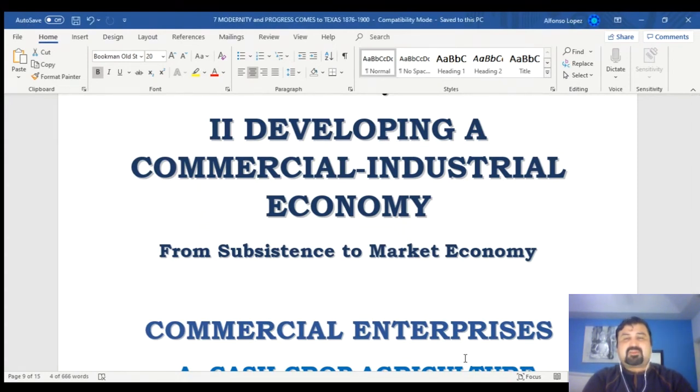All right, so now let's look at, we already looked at the development of a modern transportation system. Again, that is essential, it's crucial. Now let's look at the development of a commercial industrial economy. Okay, the development of a commercial industrial economy. So there's transportation now underway. Now we're going to see the modernization of Texas in terms of what we talked about earlier in this session, the rise of industries, the rise of new enterprises.